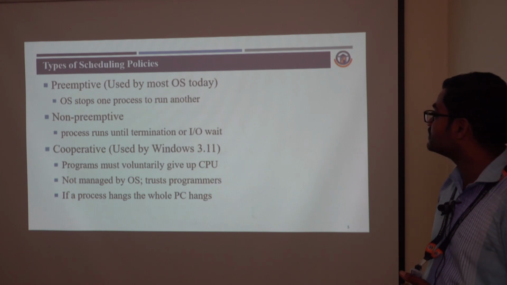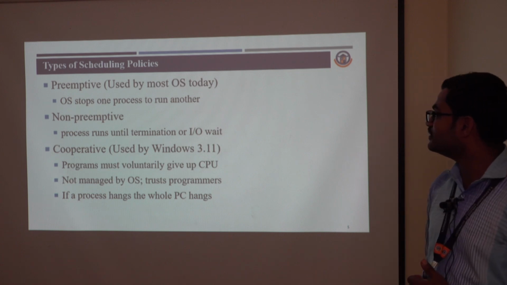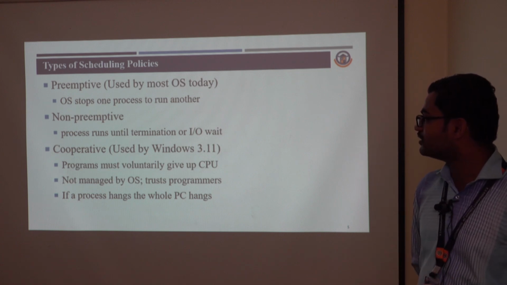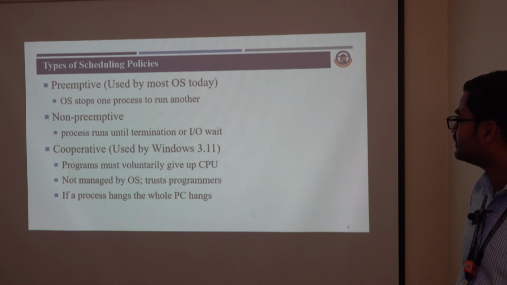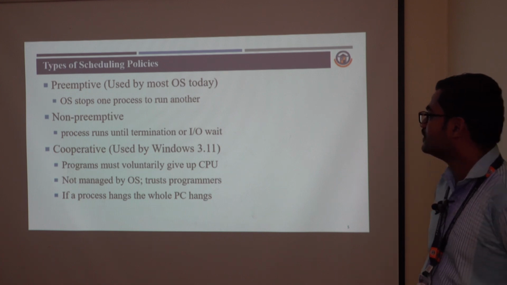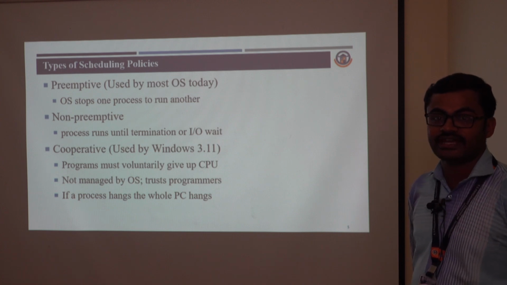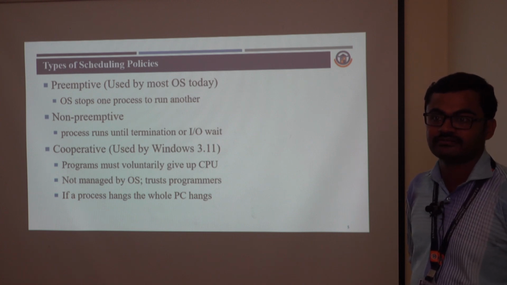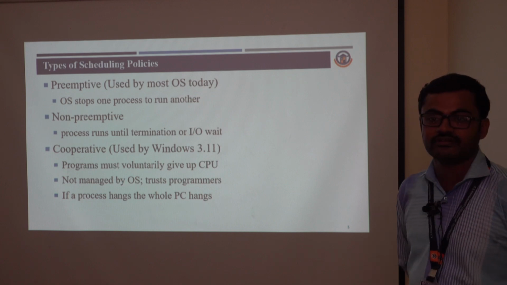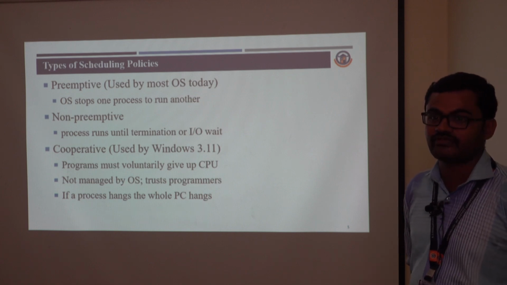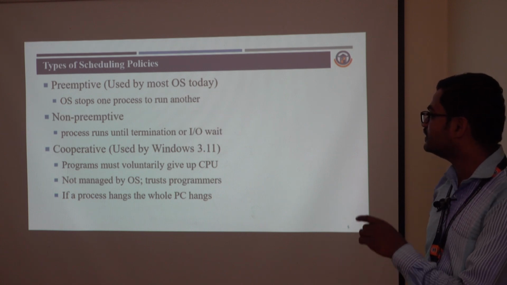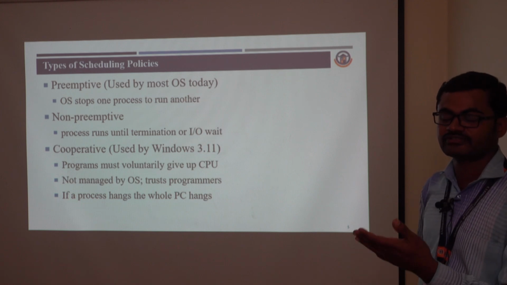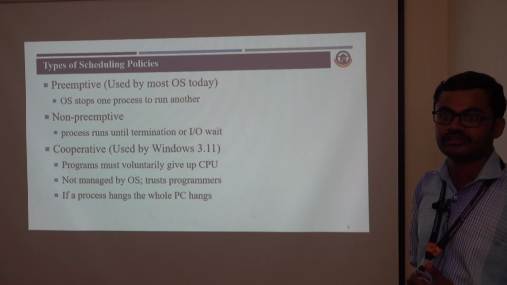Then next one is the types of scheduling policies. These scheduling policies are preemptive, non-preemptive and cooperative. Preemptive means used by most OS today. Non-preemptive means the process runs until it finishes or waits for I/O. In preemptive, we have the arrival time at which the process enters. In non-preemptive, we do not consider the arrival time. For example, if 5 processes are available, all 5 processes directly enter. In preemptive, we have arrival time, so the processes enter the OS based on their arrival time.